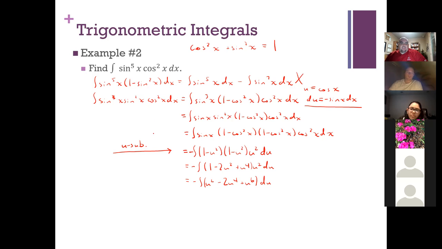If we're okay with that, then it's just a matter of going through this integral. So I've got negative 1/3 u cubed plus 2/5 u to the fifth minus 1/7 u to the seventh plus c. And then we said u was cosine.